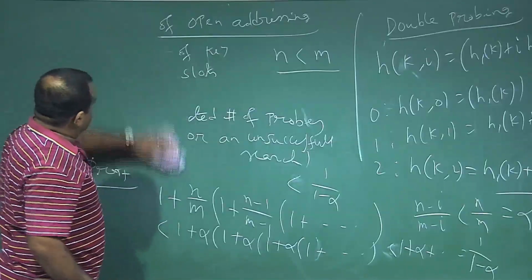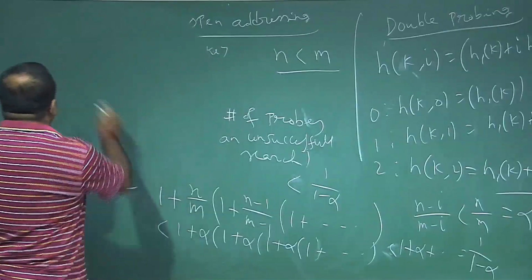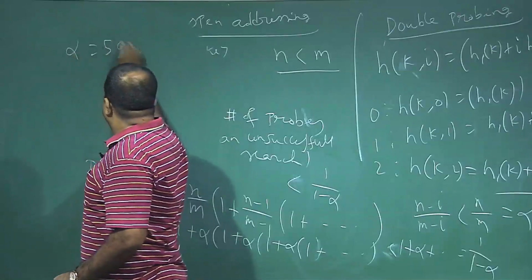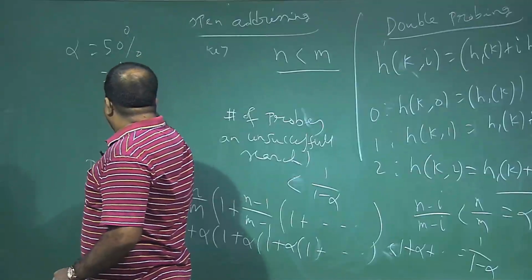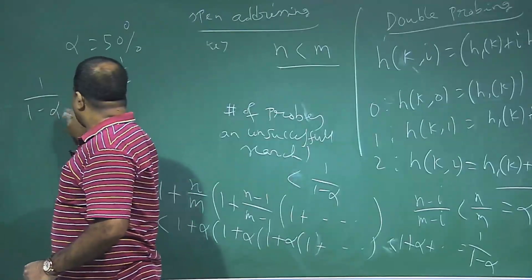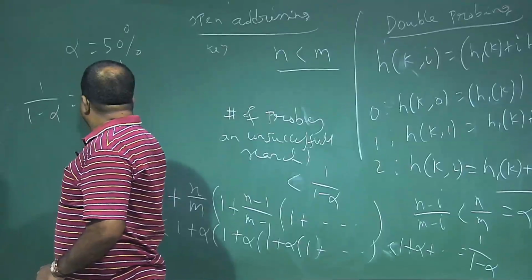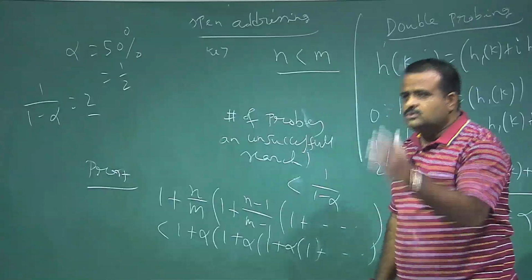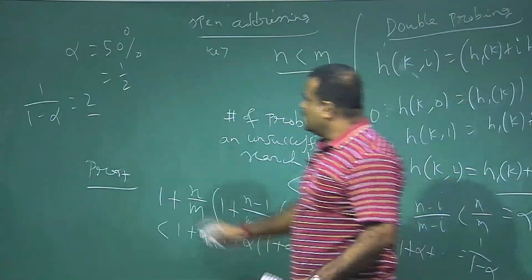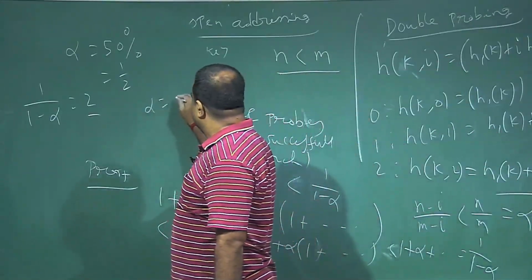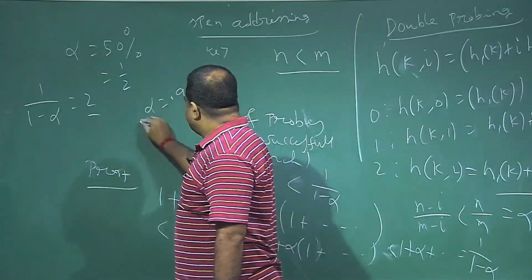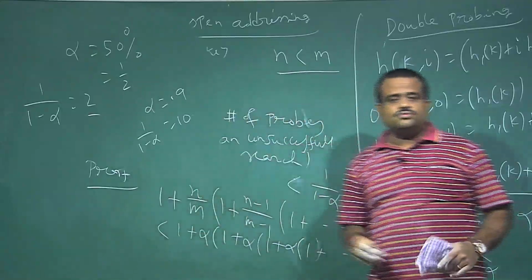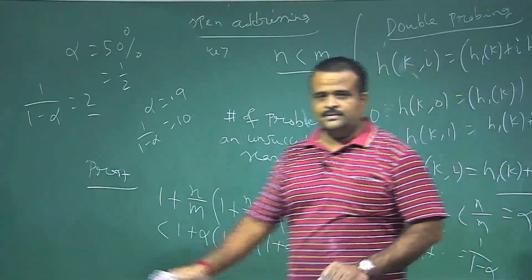Now, if our table is half full, that means alpha is 50%, alpha is half, then what is 1 by 1 minus alpha? It is 2. So if the table is half full, we need only 2 probes for an unsuccessful search, but if the table is 90% full, alpha 0.9, then we need 10 probes for an unsuccessful search. Okay, thank you.